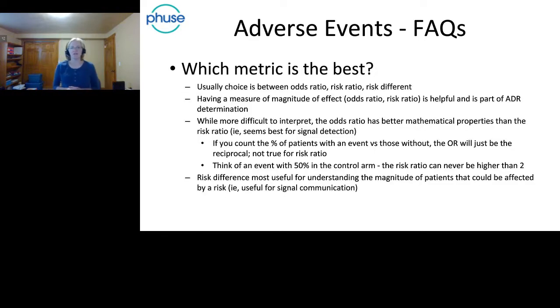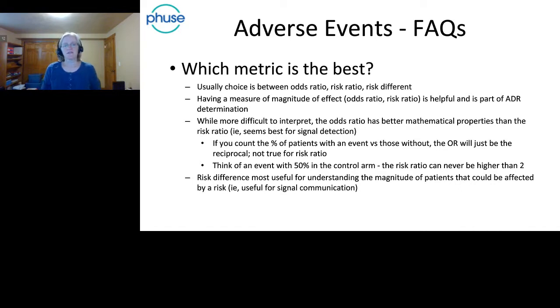Another frequently asked question is, what metric is best? I've made reference to risk difference, odds ratio, and risk ratio, so which one is best? There are other choices, but usually those are the three that come up. The magnitude of effect measures, like odds ratios or risk ratios, are probably more helpful than a risk difference when trying to find those things that deserve further scrutiny for ADR determination.